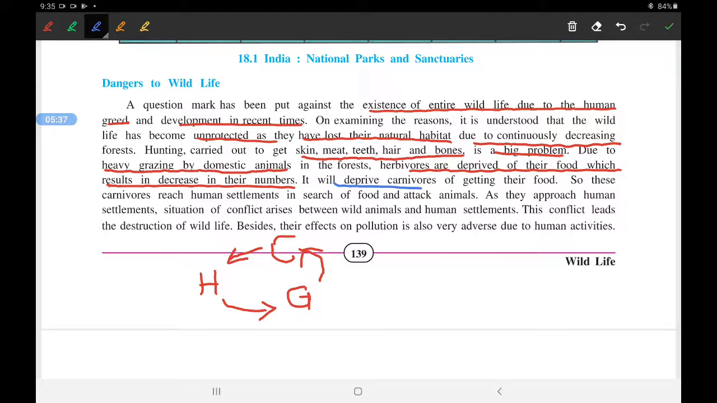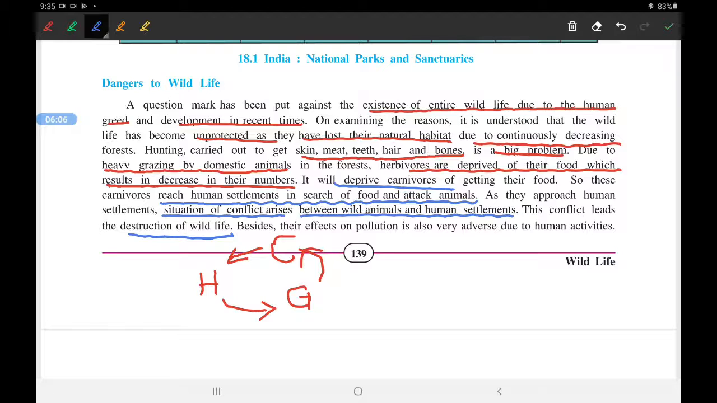It deprives the carnivores of getting food, so the carnivores reach human settlements. That's why you might find carnivores in human settlements. A lot of lions you might see visiting the nearby areas of Gir. As they approach human settlements, a situation of conflict arises between wild animals and humans. This conflict leads to destruction of wildlife, as they are in human settlements and are a danger to human life.